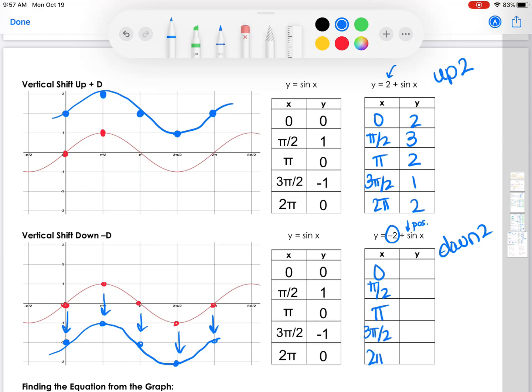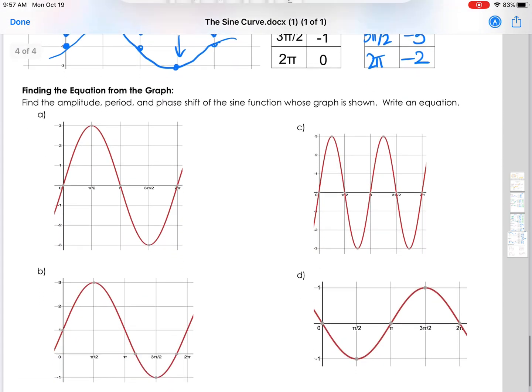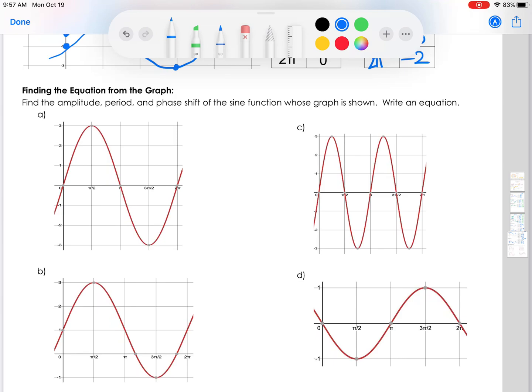So again, same concept. The sign of the angle is not changing, but we're just changing what happens to the y's. So down 2 would subtract 2. So that'll give us -2, -1, -2, -3, -2, and so on. We could keep going.